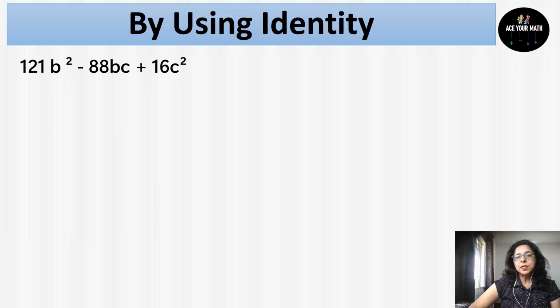Now let's try one more question. See, it is 121b square minus 88bc plus 16c square. Now, if you observe this pattern carefully, there are more than two terms first of all.